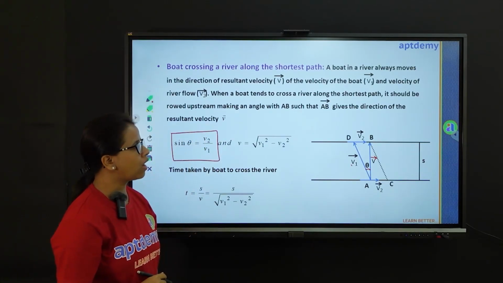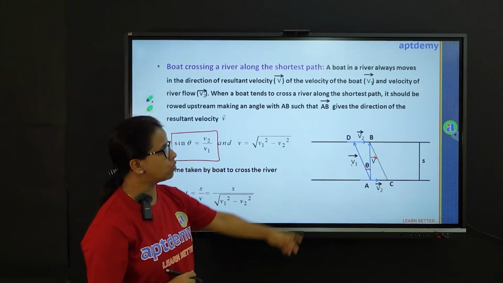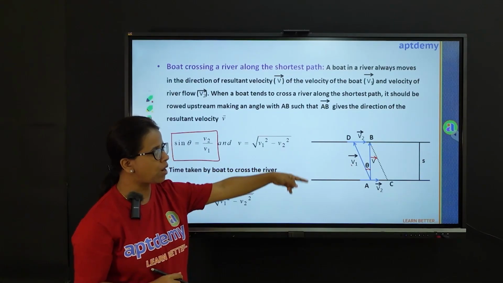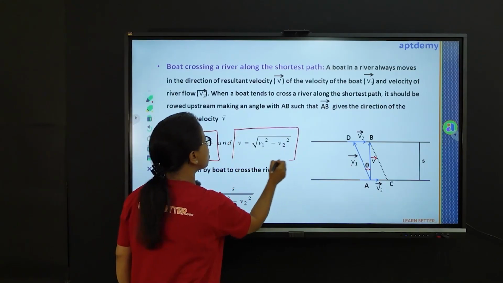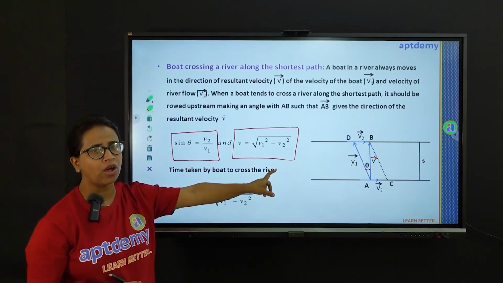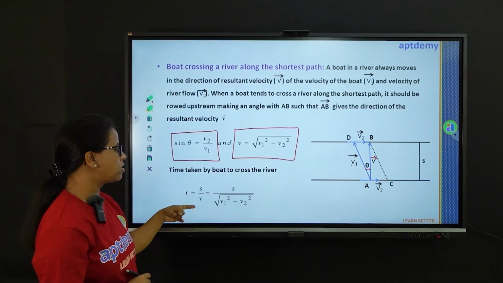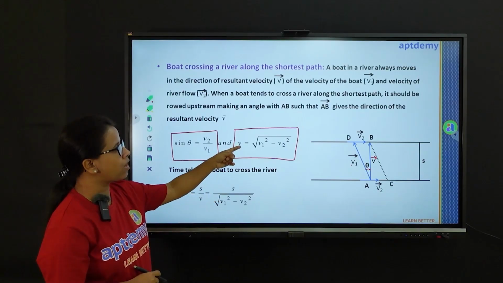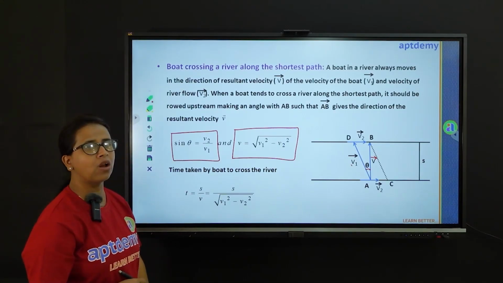And how can we express v? If you take note of triangle ABD, it is a right angle triangle, and the resultant is v. By Pythagoras theorem, v1 square is equal to v2 square plus v square, which gives us v as root over v1 square minus v2 square. It is not necessary to remember these formulas, but this drawing should be in mind so that you can apply it and find the result. Now the time taken by the boat to cross the river. Time is distance covered divided by velocity. The distance covered is the width of the river, S, divided by the velocity, which we found as root over v1 square minus v2 square. So this is what happens when a boat crosses a river along the shortest path.